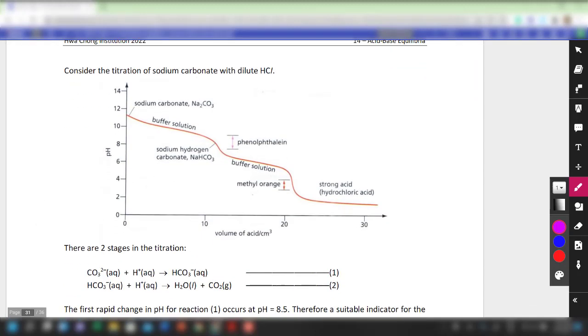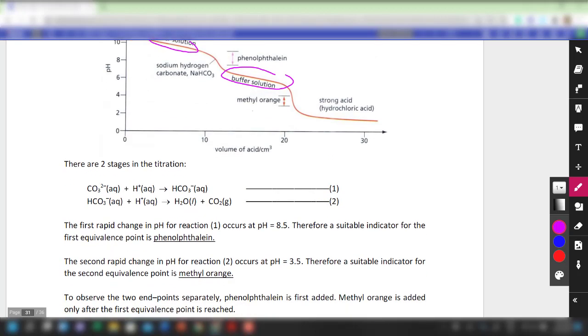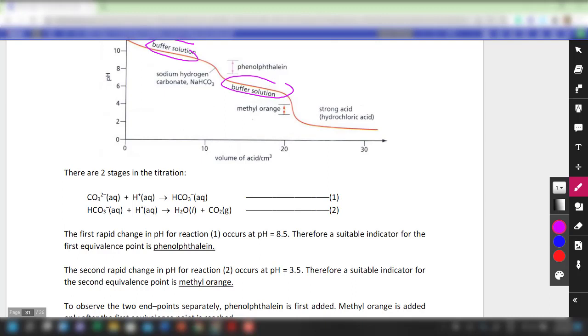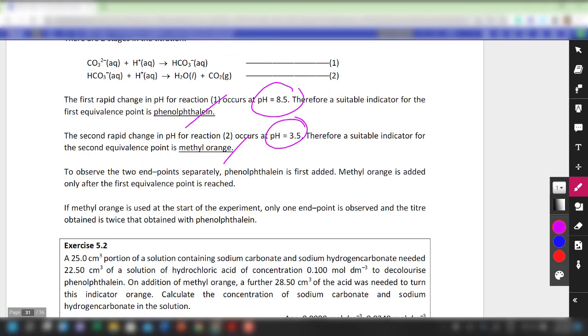Over here we also have a titration of sodium carbonate with hydrochloric acid. You can see that in the course of the reaction, you are producing two buffer regions. This buffer region contains carbonate and bicarbonate, and then the other buffer region contains bicarbonate and carbonic acid in the form of CO2. So in this case, the first rapid pH change, actually not so rapid, is about 8.5. The next one is about 3.5. So in this case, a suitable indicator is phenolphthalein. The other one will be methyl orange. So the double indicator experiment is quite common in the lab.